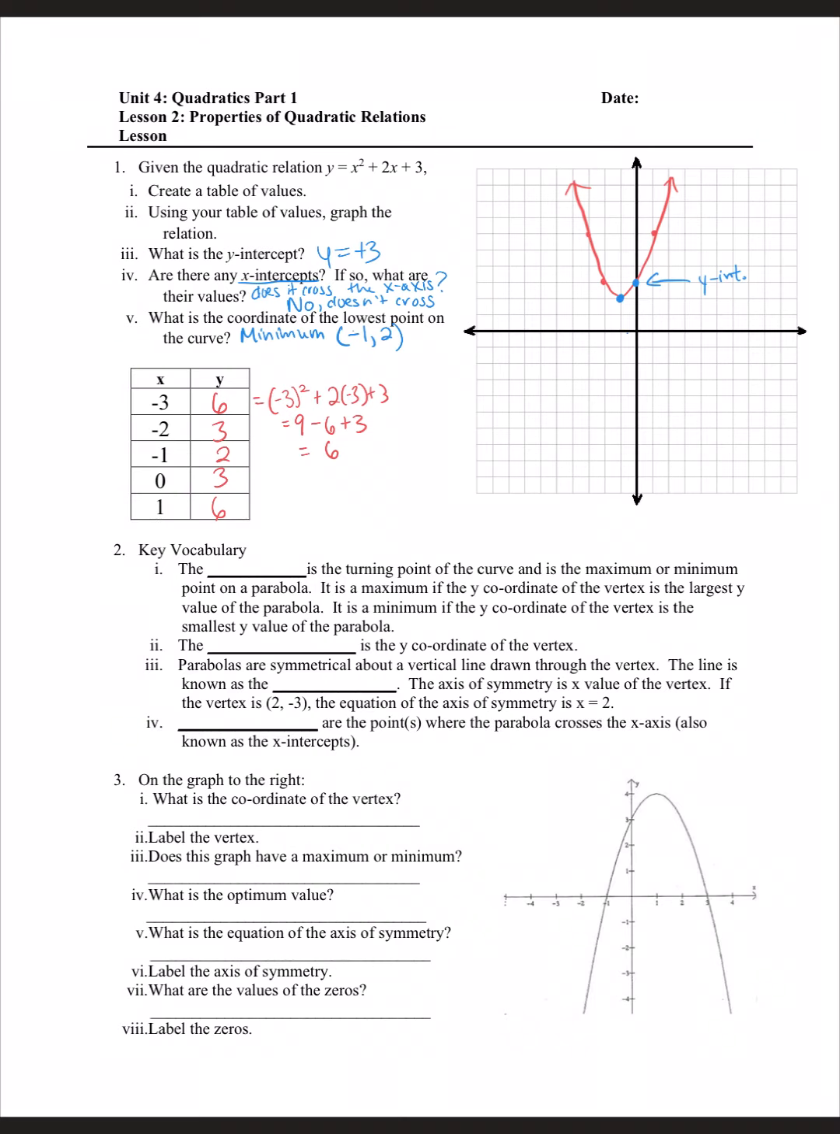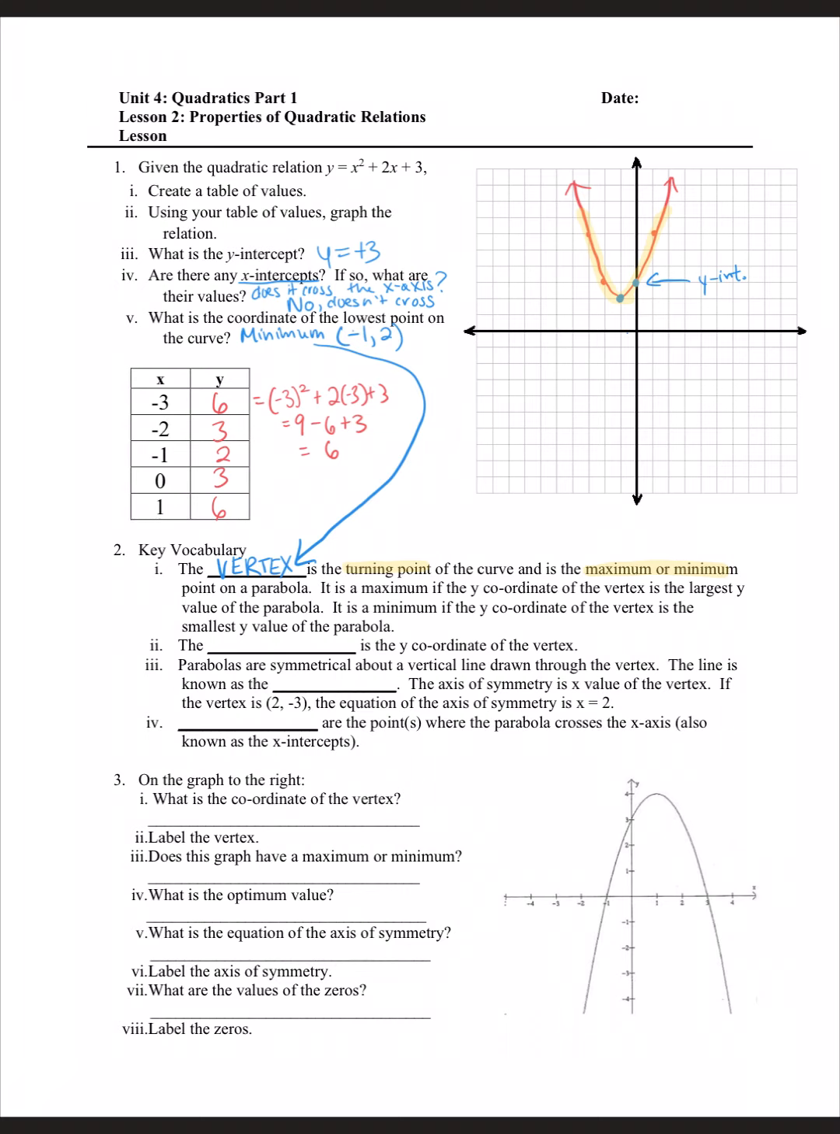So the first one is the vertex. Okay, so the vertex is the turning point. It's going to be the turning point of the curve, and it's going to be a maximum or a minimum point on the parabola. So when we just asked what's the lowest point, we said it was a minimum, right? That is my vertex. That is where the graph starts to turn. And what I mean by turn is, if I look at my curve from left to right, the curve is going down, down, down. And then when I get to that vertex, when I get to that minimum, this turning point, the graph switches direction and it starts to go up. So it goes from a decreasing curve to increasing. So that's what we mean by turning point.